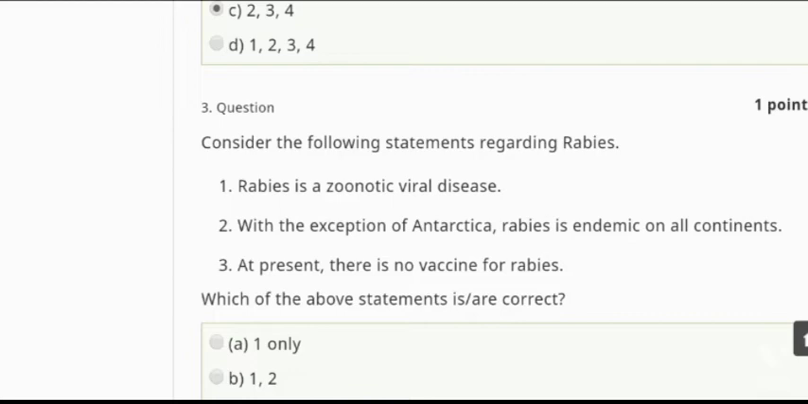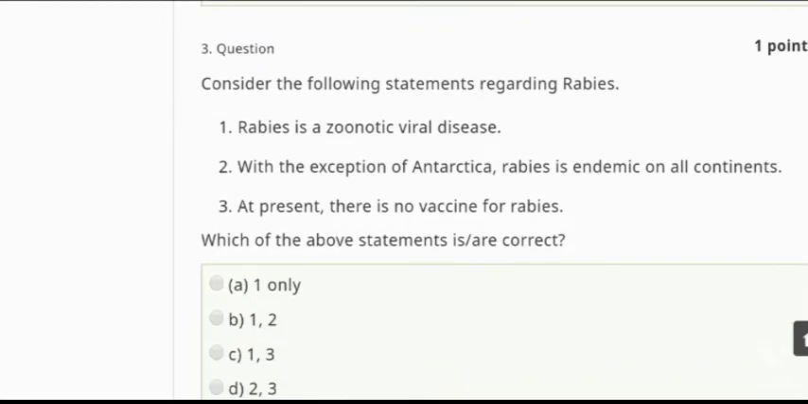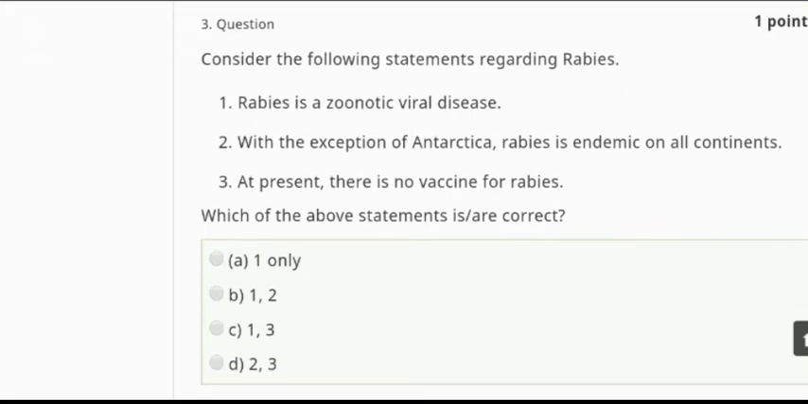Also, every continent has rabies present except Antarctica. So the second option is also correct. If you don't know, then learn this today, that except Antarctica, all continents have rabies present in them. Now the third option says there is no vaccine for rabies. This is not true. There are fully vaccinated programs for rabies. And how is it done? Dogs are the major carriers of rabies, so if dogs are vaccinated, then the chain of transmission is broken. This is how the vaccine is given to rabies-carrier dogs. So you see, the third option is not correct. First and second are correct.